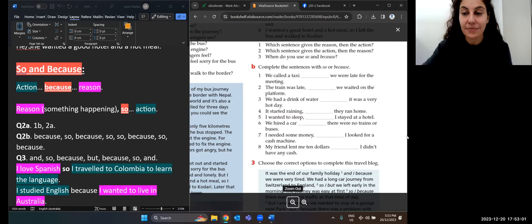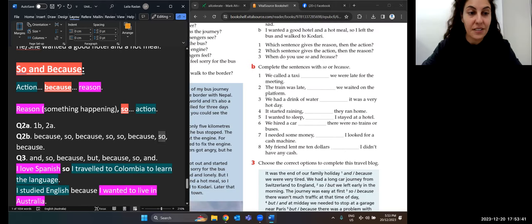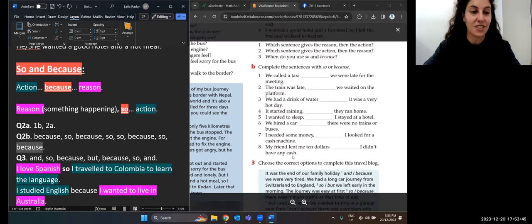We hired a car because there were no trains or buses. So you can see the action is in the beginning. I hired a car. I called and got a car. I needed some money, comma, so I looked for a cash machine. And the last one, my friend lent me $10. We know what lent means when you give someone something. They lent me $10 because I didn't have any cash.